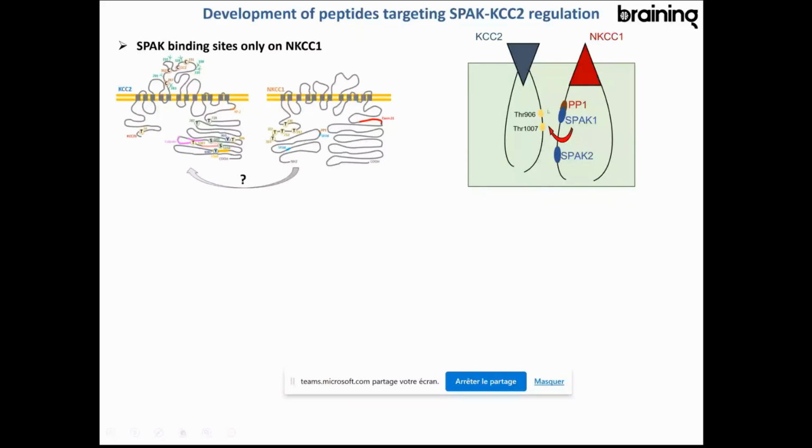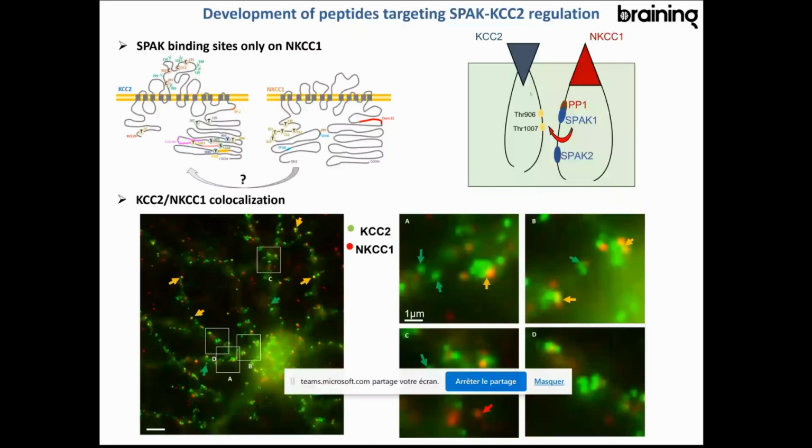Okay, NKCC1 and KCC2, by being close enough, NKCC1 will recruit this kinase that will regulate phosphorylation of KCC2. So if we block the recruitment of SPAK on NKCC1, we should block the regulation of internalization of KCC2. So Erwan showed that this is probably indeed working this way by looking first at the colocalization of the two transporters. And as you can see, they colocalize pretty well at the surface of the neuron.